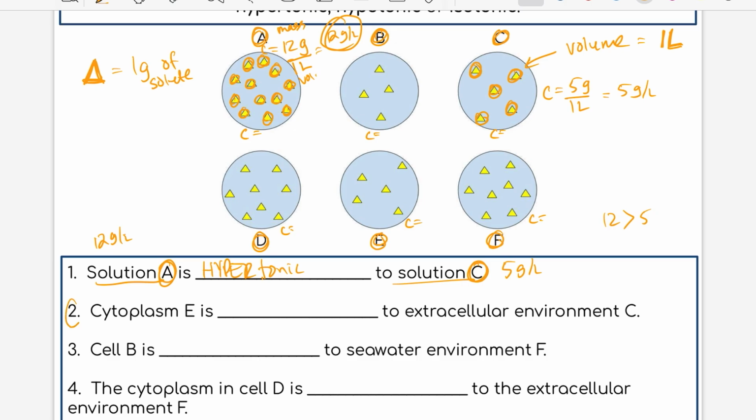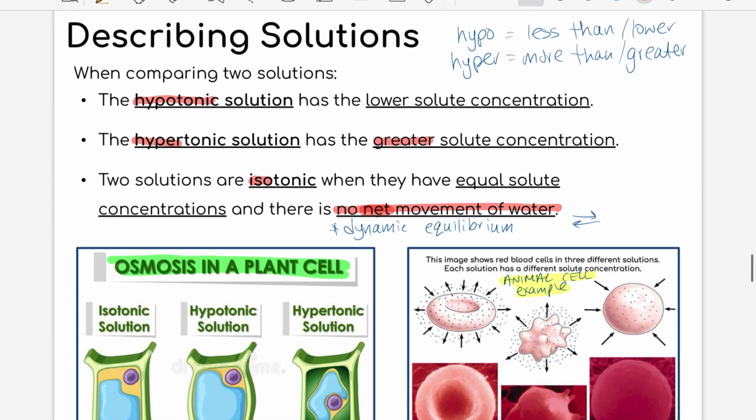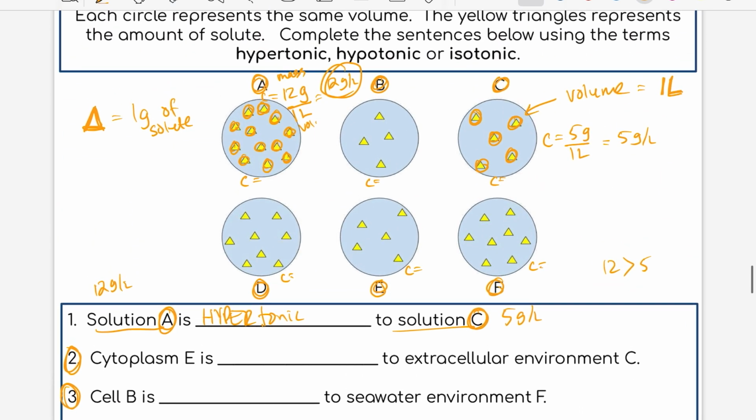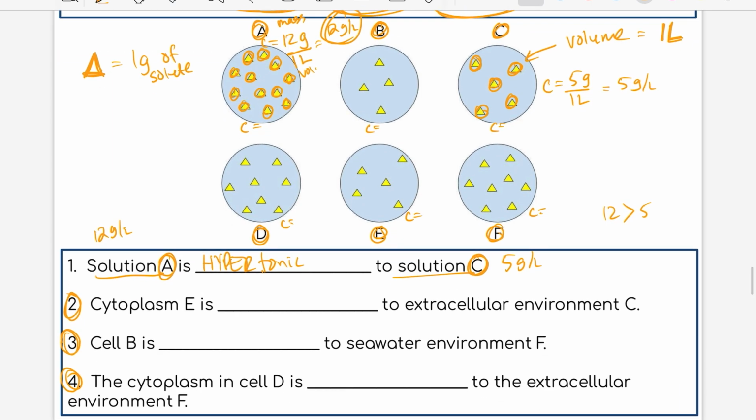So then you can practice 2, 3, and 4, okay? Make sure that you're using the words hypotonic, hypertonic, or isotonic. You need to use those words. Hypertonic, hypotonic, isotonic. Which one fits on the line? Only one will apply.